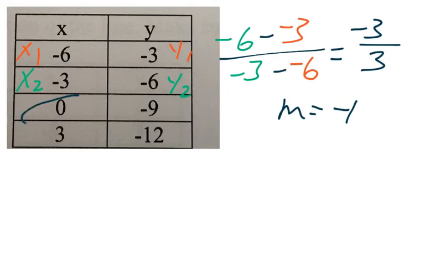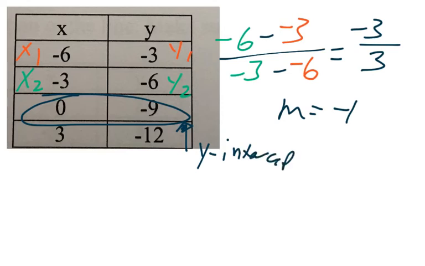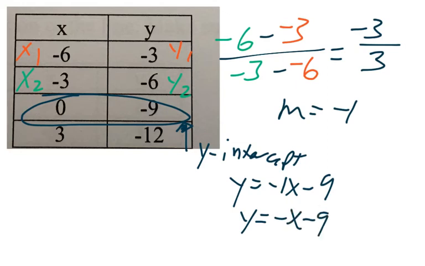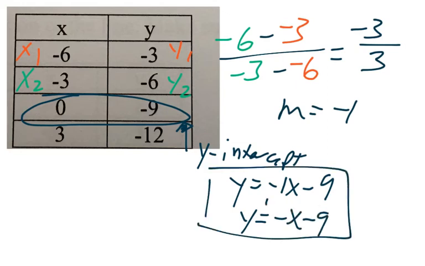So again, our y-intercept is when x equals 0. When x is 0, our y value is negative 9, so that is our y-intercept. So our equation is y equals negative 1x minus 9. Or you could just write y equals negative x minus 9. Either one of these would be a-okay.